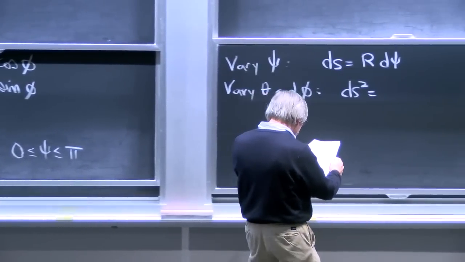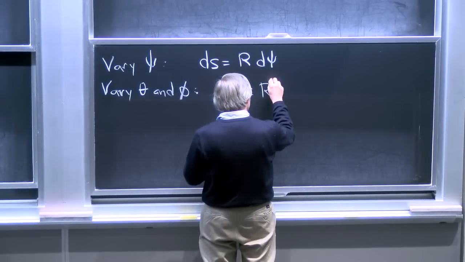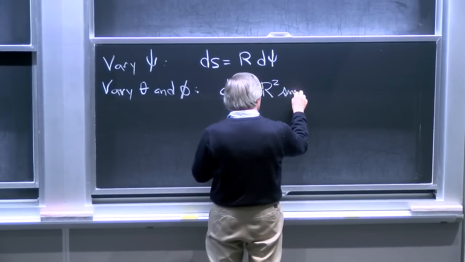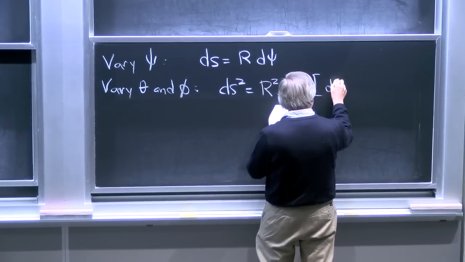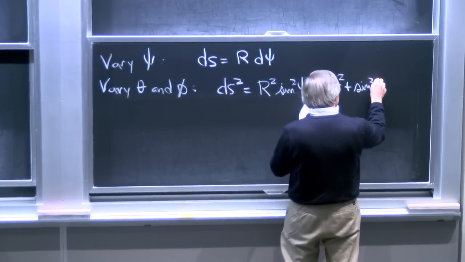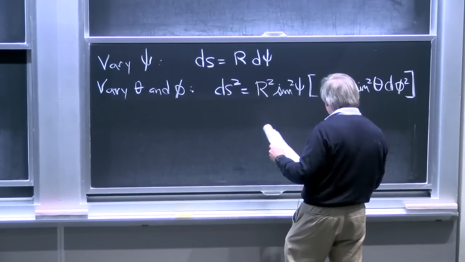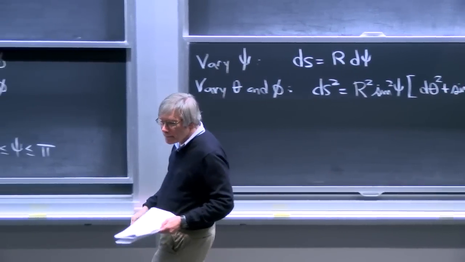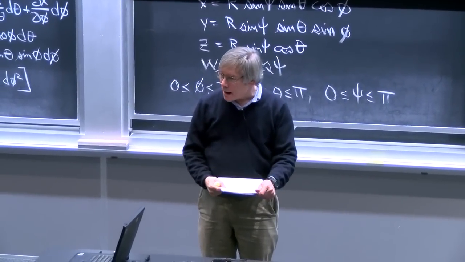So what we get is ds squared is equal to r squared times sine squared psi times d theta squared plus sine squared theta d phi squared. Everybody happy with that?